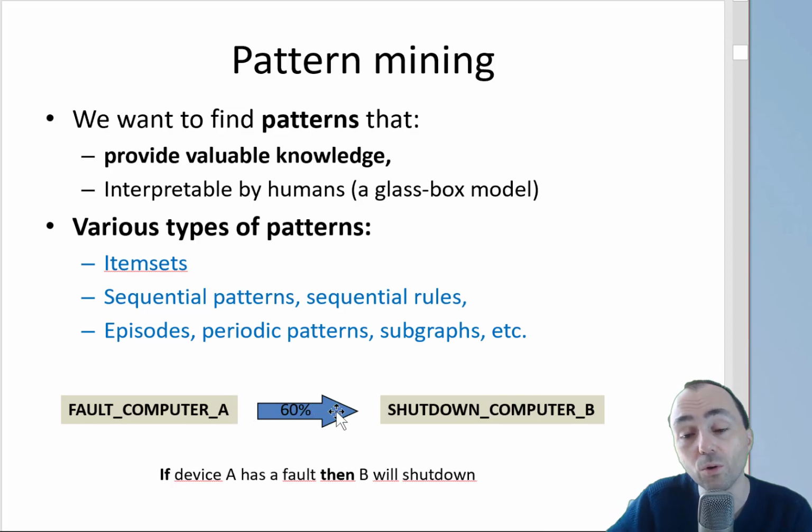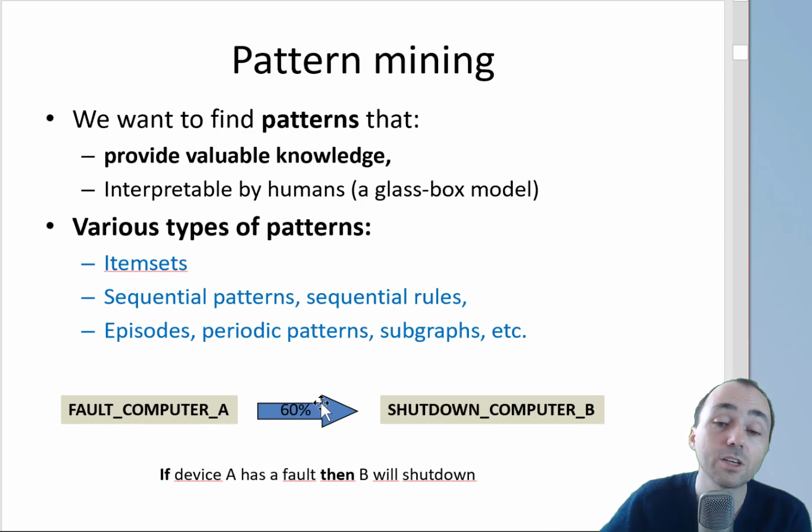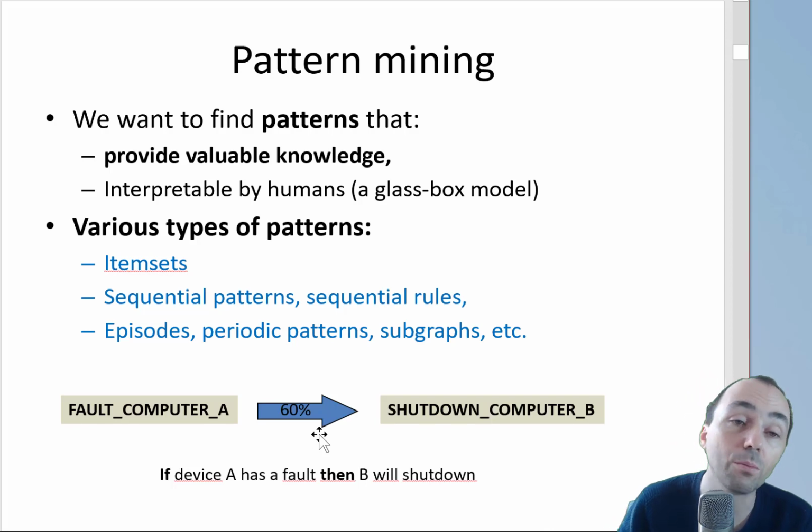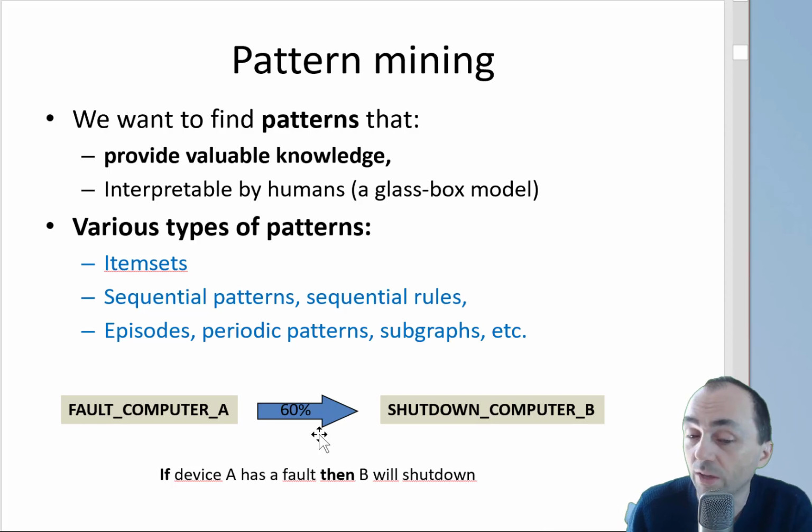So here I found a rule in a computer network. It says if there's a fault in computer A, 60% of the time shortly after, computer B will shut down. So again, this is something interpretable. If there's a problem in this computer, the other computer will have a problem. So then we can fix computer A to avoid the shutdown of computer B. So the goal in pattern mining is to find patterns in the data, some correlations, associations, and so on.